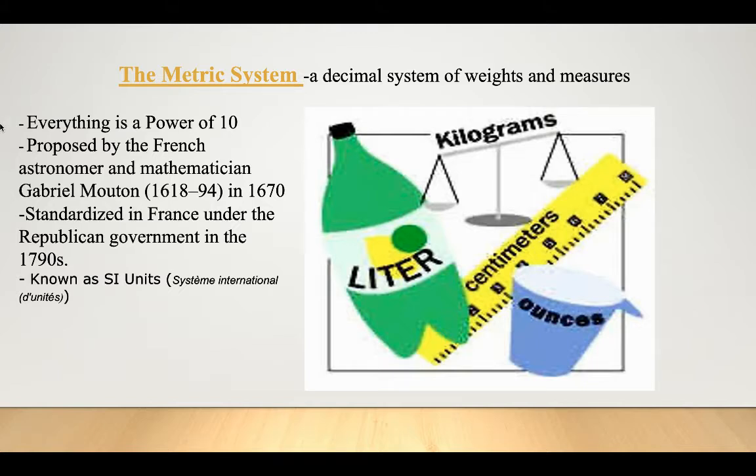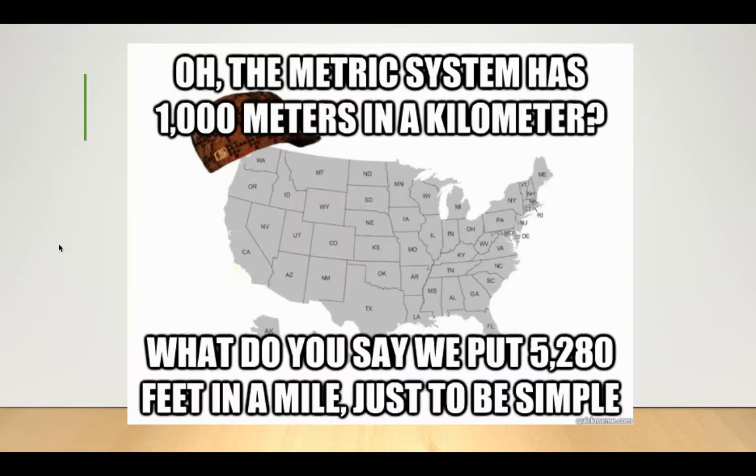It's an old system. It was first proposed in 1670. France went ahead and accepted it as its system in the 1790s. That's why we call it the SI. It's what we refer to as the International System of Units. But since the French did it first, it goes by Système International, so SI units.